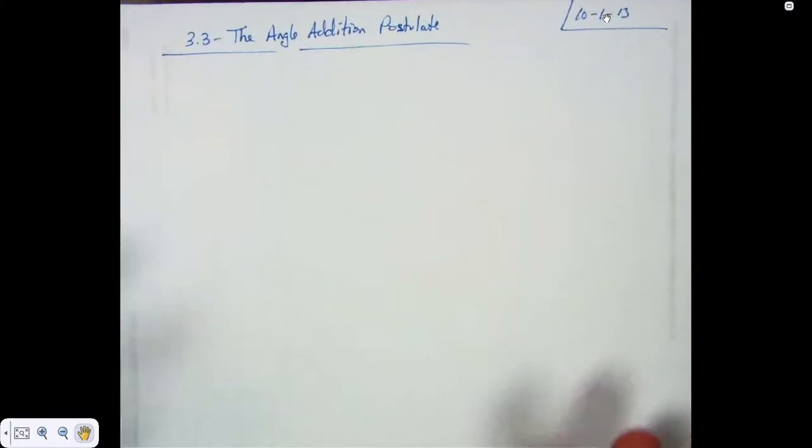What is it? It's kind of hot. If you guys have the book, if you have it opened up to 3.3 like I asked you to, do you really need for me to tell you what the title of the section is? Have it opened up to the section. It should be on page 104. The angle addition postulate.